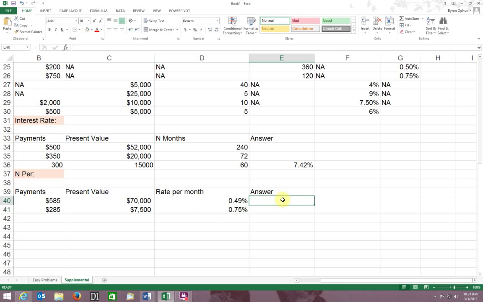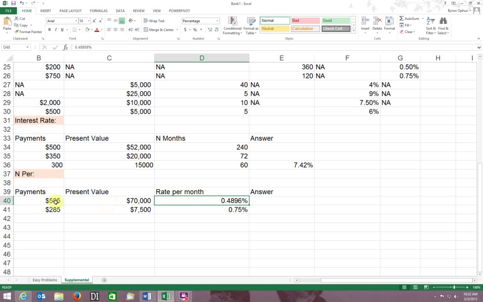Then it should be a little bit easier coming up with the answer. So I've got a payment, I've got a present value, and I've got a rate per month. So my answer is going to come out in months, right? Yeah, and that's almost 0.5%. Okay, that's almost 0.5%. So that's just about 6% per year.